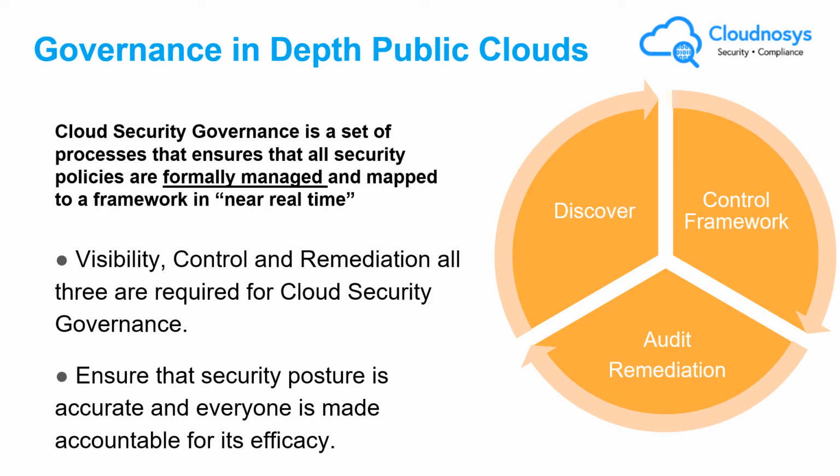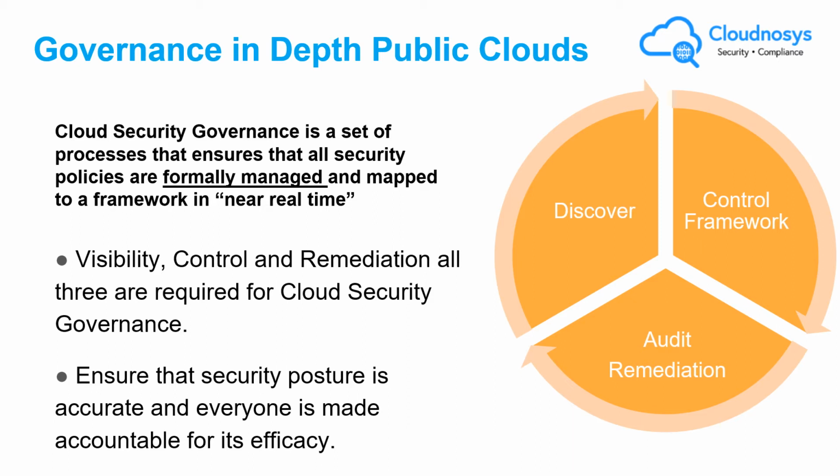So there are three core areas. You have to have discovery and visibility, and control and audit. Discovery is all about understanding what you have running and how it is configured, whether those configurations are correct or not, and what the degree of risk is for those configurations. Is it high, medium, or low risk? And then be able to map that to a control framework, whether it's NIST or ISO and so on.